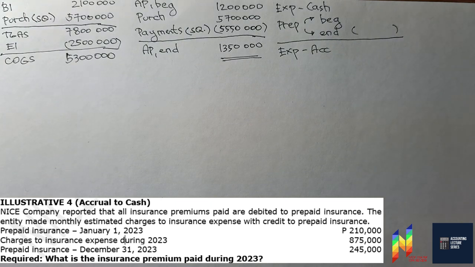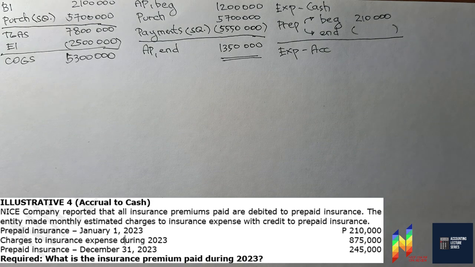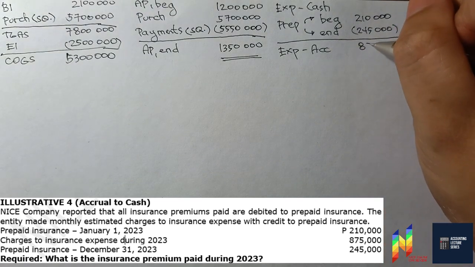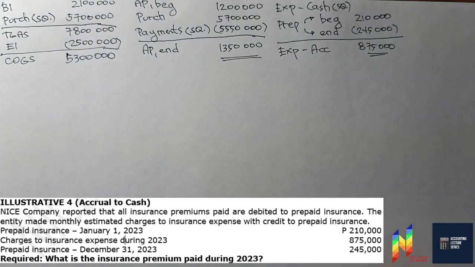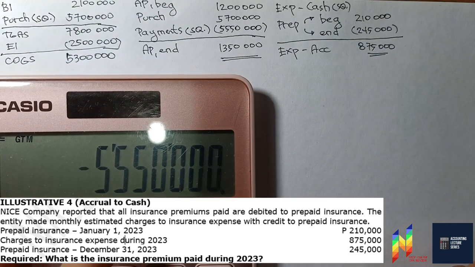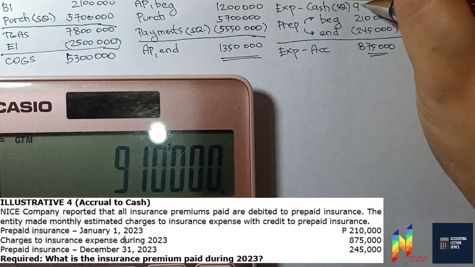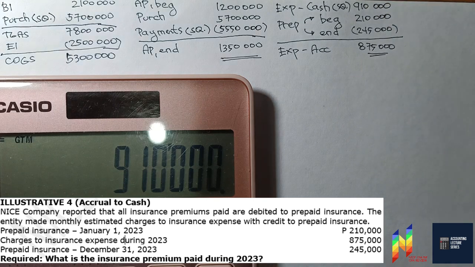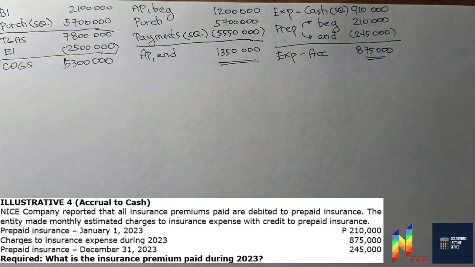So here, prepaid expense at the beginning is equal to 210,000. Prepaid expense at the end is equal to 245,000 pesos. And then expense under the accrual basis of accounting is equal to 875,000. So squeeze natin ulit yung expenses under the cash basis of accounting because ang tinatanong dito is kung magkano yung binayaran. So 875,000 plus 245,000 minus 210,000, this will give us 910,000 pesos. So final answer, illustrative problem number 4 is equal to 910,000 pesos.